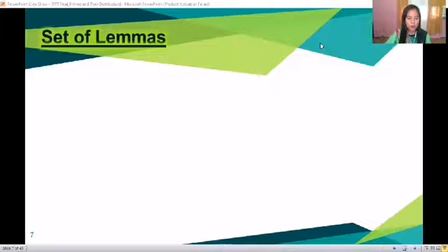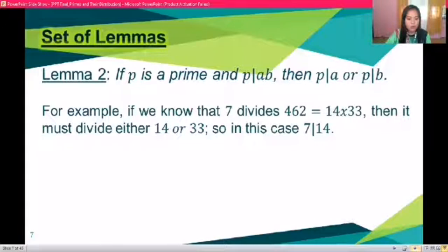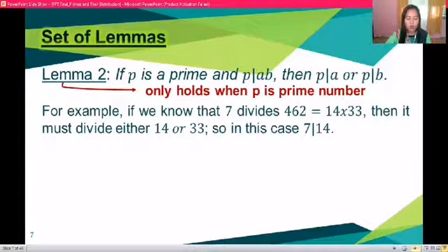Let us proceed to Lemma 2, which states: if p is a prime and p divides ab, then p divides a or p divides b. That is, if a prime divides a times b, then it must divide a or b or both. For example, if we know that 7 divides 462, which is equal to 14 times 33, then it must divide either 14 or 33. So in this case, 7 divides 14, which is one of the factors of 462.